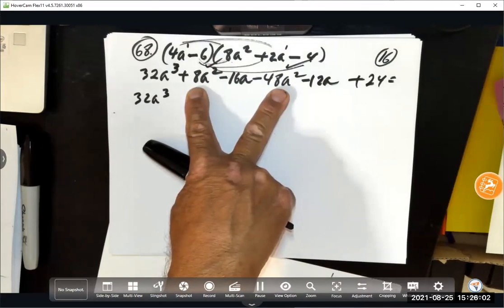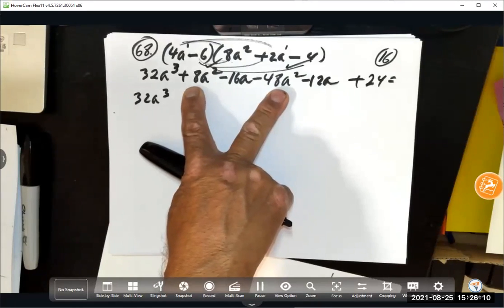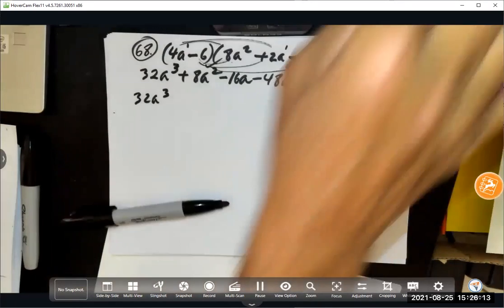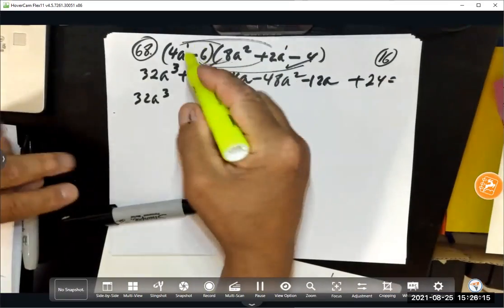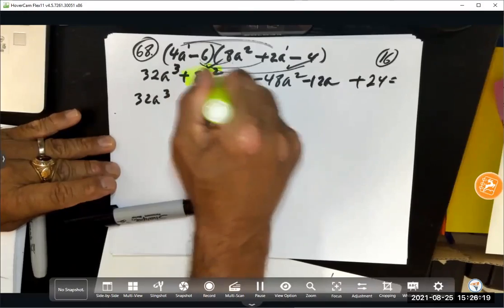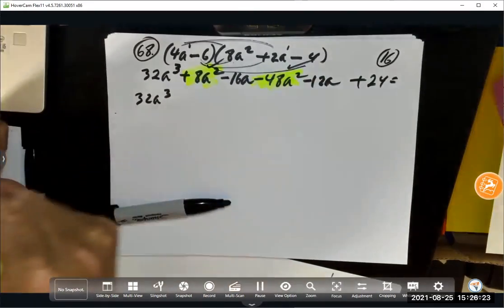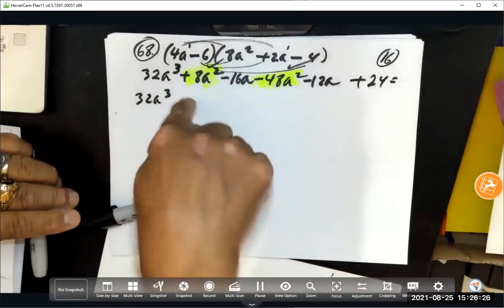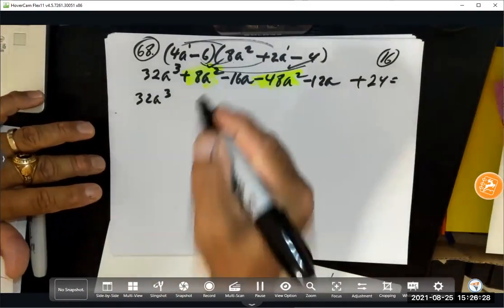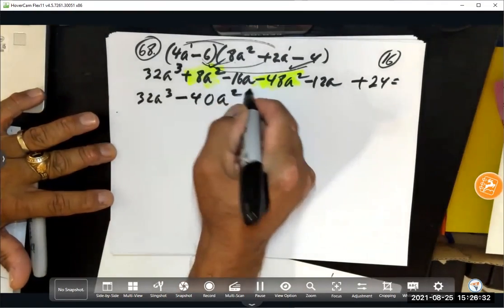Let me do it this way. Wait, don't say anything. You won 8, then you lost 48. What does that mean? You won 8, but you lost 48. Negative 40. Yeah, there you go. Negative 40a squared. Is that okay?